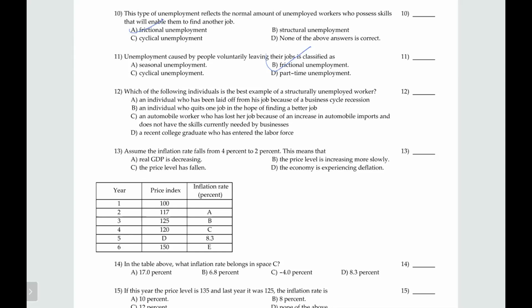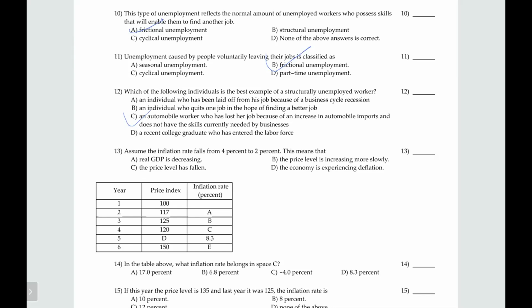Okay. And D, a recent college grad who has entered the labor force. This is usually called frictional. Okay. So the answer is C, but you should understand what A or B or D stands for, or what type of unemployment it stands for.